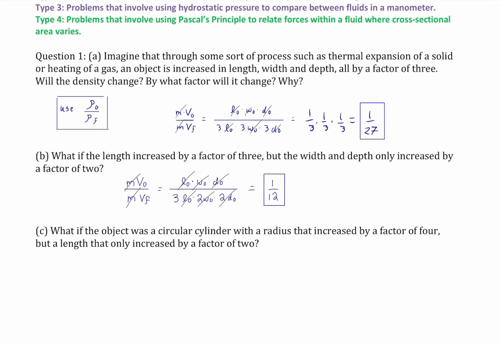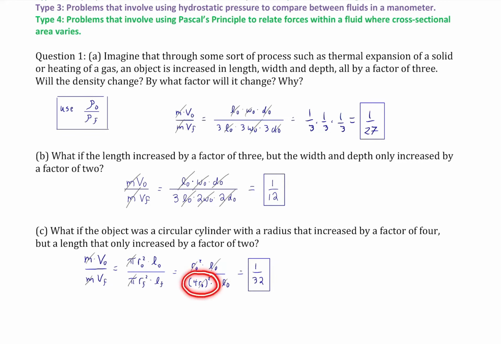Now, what if the object was a circular cylinder with a radius that increased by a factor of 4, but a length that only increased by a factor of 2? So again, we're expanding things but keeping the mass constant, so we should expect a correspondingly decrease in density, just like the other two. Will it be smaller or larger than the others? Well, let's see. Since the volume is proportional to the radius squared, we have to remember to square our 4. When we square our 4, we get 16. 16 times 2 is 32, so the density is 1 over 32. So actually, this was the most dramatic decrease in density, to a density that's only 1/32 of the original density.